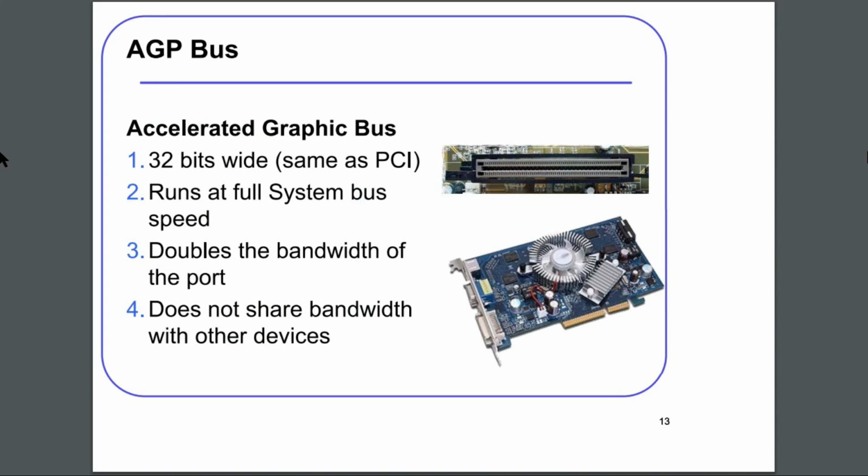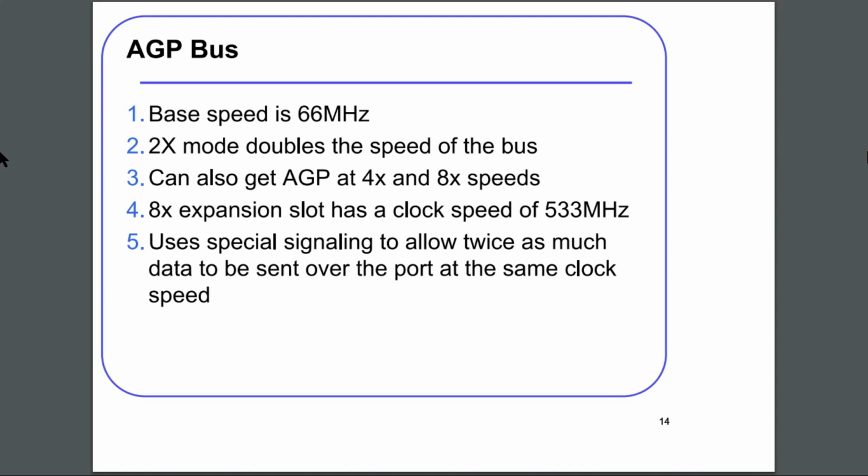And the next slide is for the Accelerated Graphics Port bus structure, AGP bus. It is 32 bits wide, same as the PCI card, runs at full system bus speed, doubles the bandwidth of the port, and does not share bandwidth with the other devices. An AGP bus's base speed is 66 MHz, 2x mode doubles the speed of the bus, and you can also get AGP at 4x and 8x speeds. The 8x expansion slot has a clock speed of 533 MHz and uses spatial signaling to allow twice as much data to be sent over the port at the same clock speed. So let's move to the next slide.